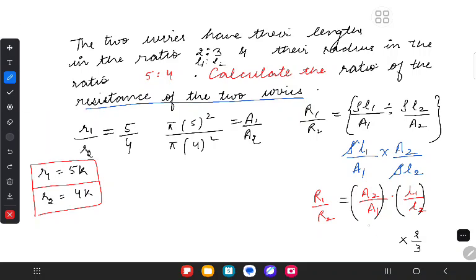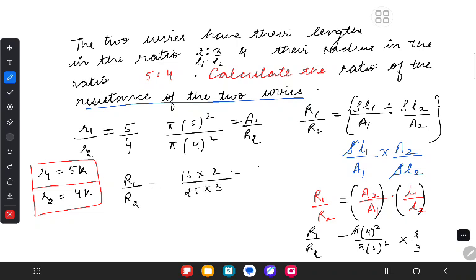So what is this? Area 1 will be what? Pi into 4 square and pi into 5 square. So that's going to be R1 over R2. So you understand, resistance 1 over resistance 2 is going to be what? Pi cancels pi. So you get 16 into 2 over 25 into 3. So that's going to be 32 over 75. So resistance 1 over resistance 2 here is going to be 32 over 75.